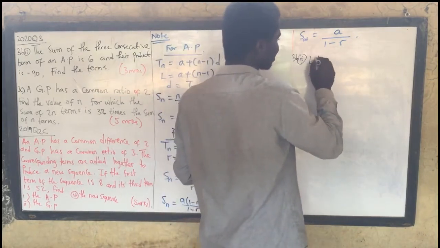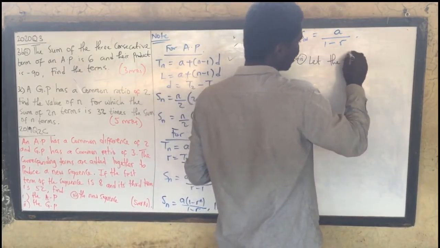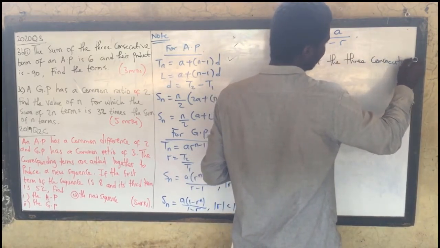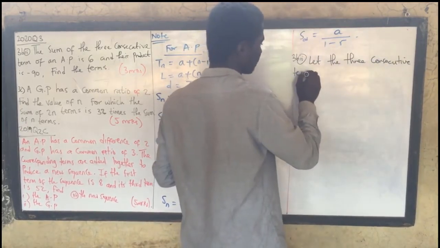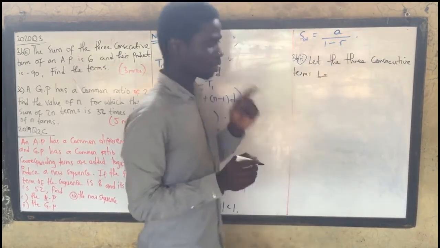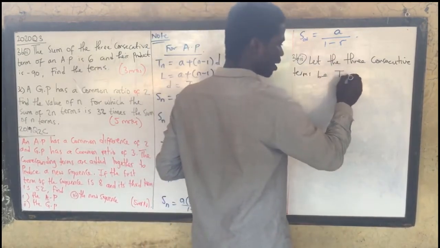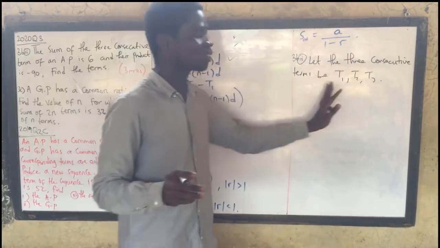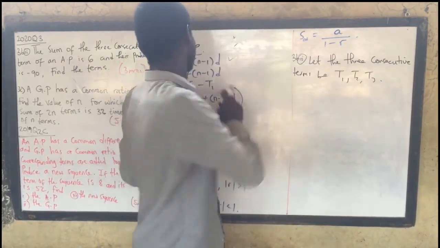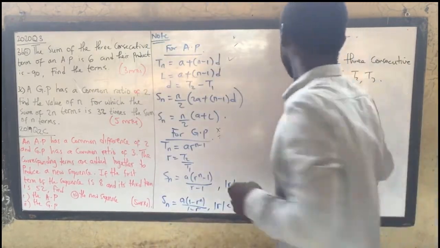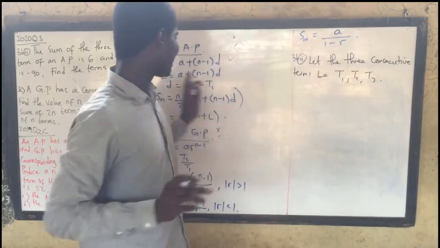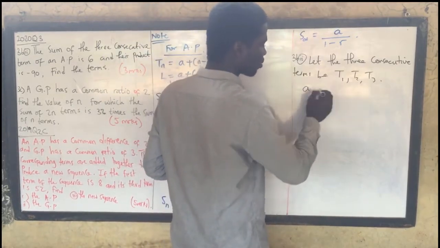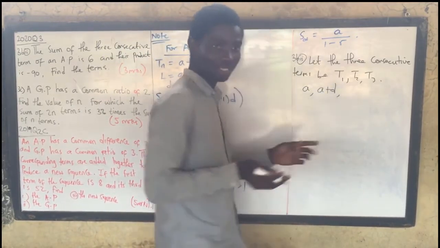No. So look at what I'm going to do now. I will say let the 3 consecutive terms be the first term, the second term, and the third term. That's the best one you can use, because if you use this formula now, of course, first term is always A. First term is A, right? So that means that I have A, the second term A plus D, right? You know, it's an AP.